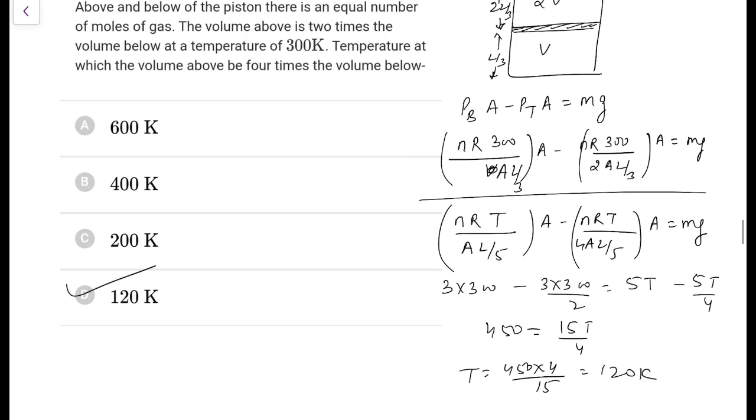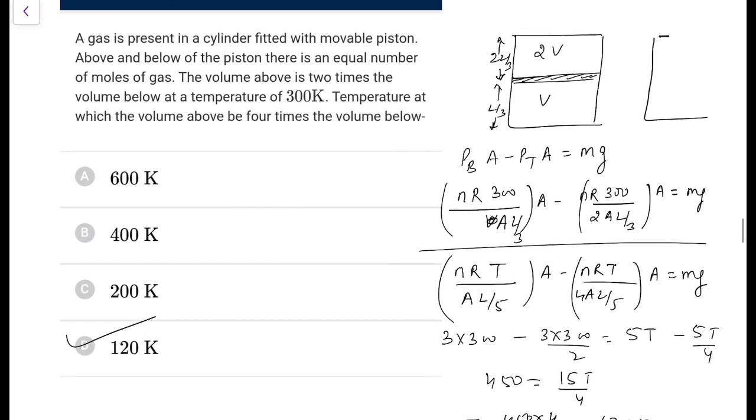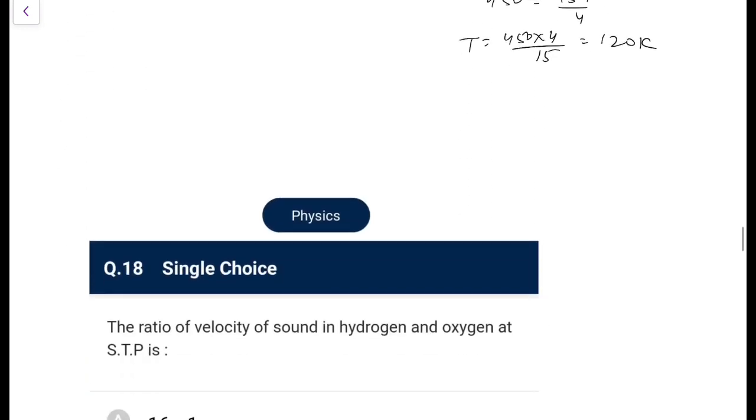So the question was really good. You need to think like that. Let me draw it once more for you. Here I said it would be L by 5 and 4L by 5, and in both the cases you draw the free body diagram. This is P from top into area, this is P from bottom into area, and this is mg. So for equilibrium I have done both the things, both the equations would be like that.